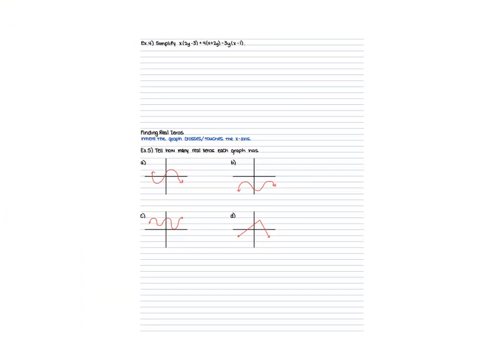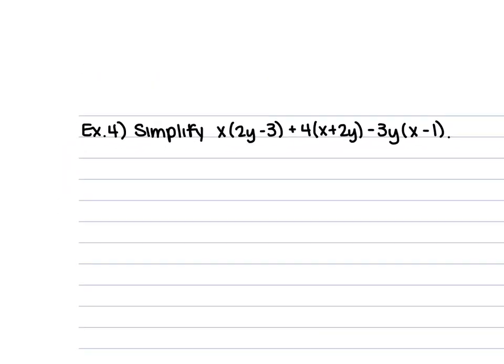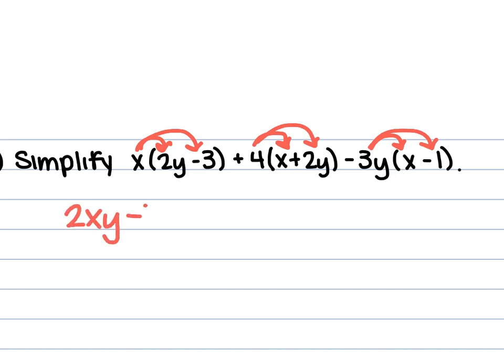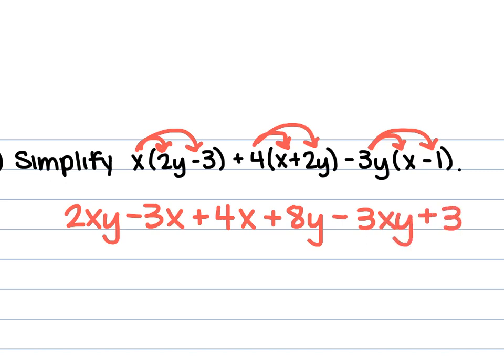If we look at example 4, we now have distribution within this expression. So we have x times 2y minus 3 plus 4x plus 2y minus 3y times x plus minus 1. So we are going to distribute this x, or this 4, and this negative 3y. So this is going to give us 2xy minus 3x plus 4x plus 8y minus 3xy plus 3y.